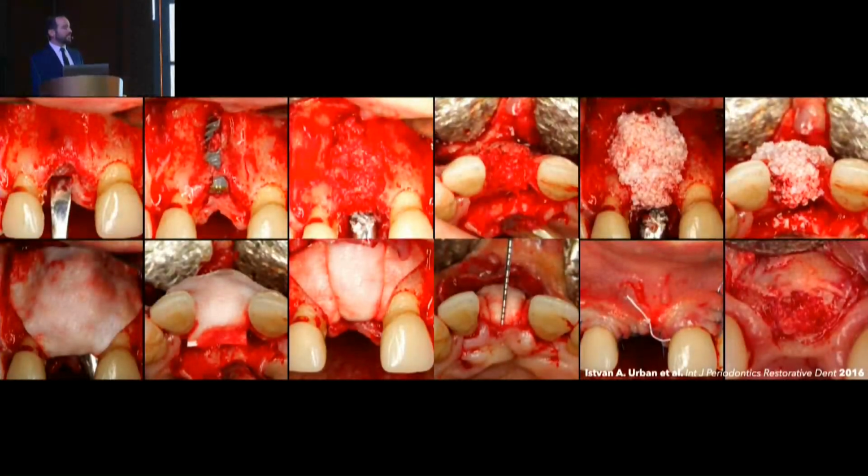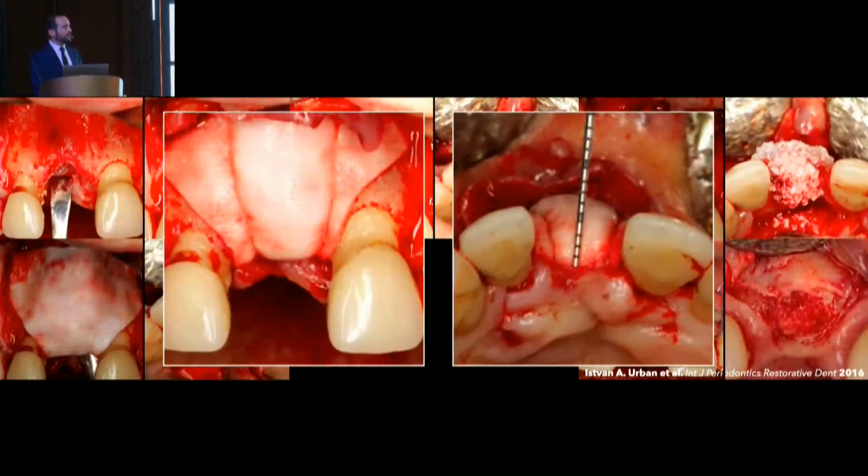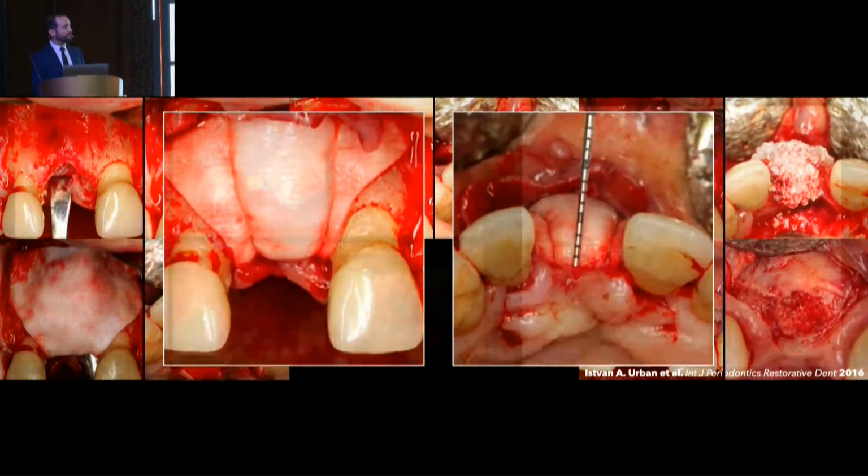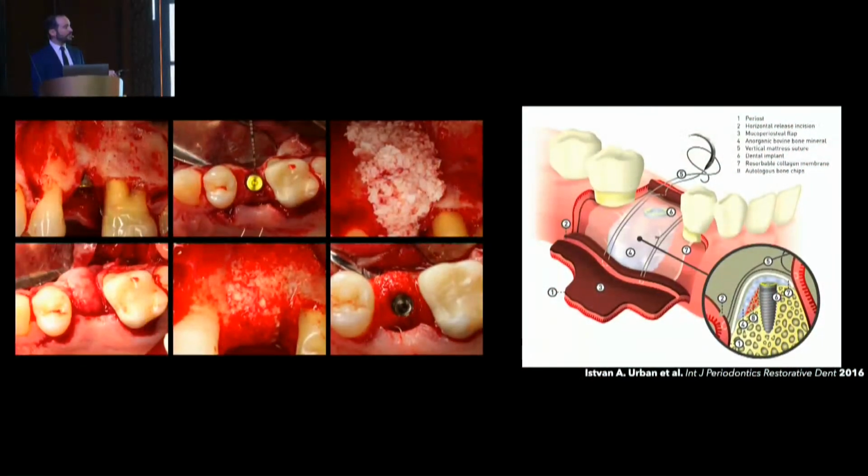Here we have some of the examples that were published some years ago when we have these techniques. And here we can see on the right side of the screen how the bone graft is contained. There is nowhere for that bone graft to escape in between both sutures, native bone, and the collagen membrane on top of the implant. Here we have another case.